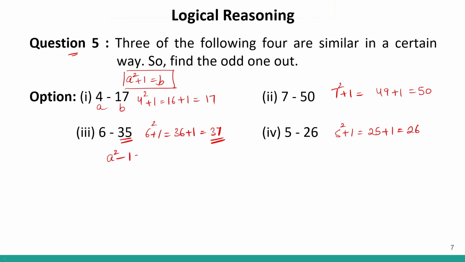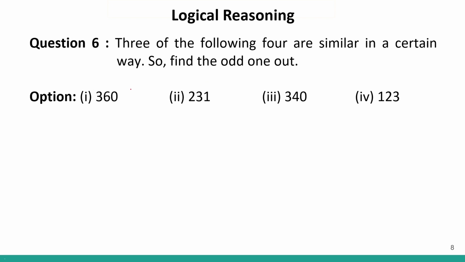This is a square minus 1 equals b. That is the logic being used over here. So this one follows a different logic. Therefore our answer will be option number 3. Okay, clear? Now let us look at question number 6.